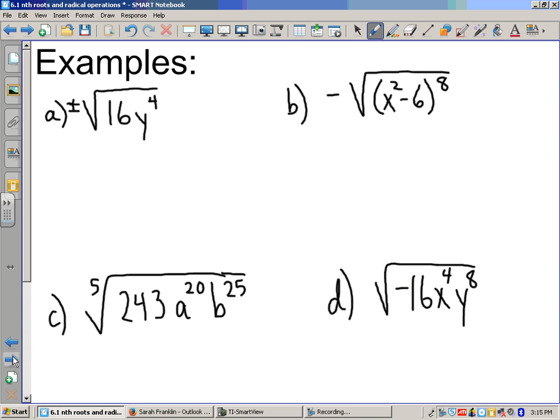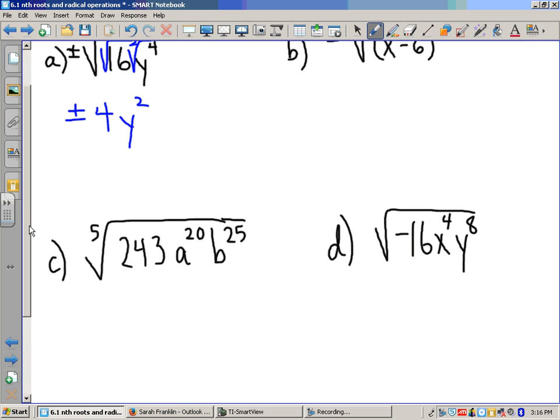Plus or minus the square root of 16y to the fourth. Since I put the plus or minus, I want the plus or minus. What's the square root of 16? 4. What's the square root of y to the fourth? How many times does 2 go into 4? 2 times evenly, nothing left over.